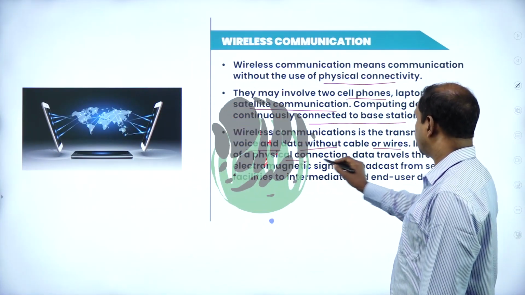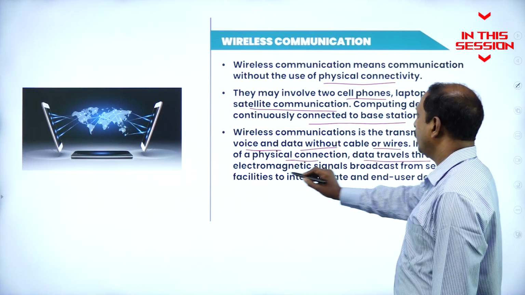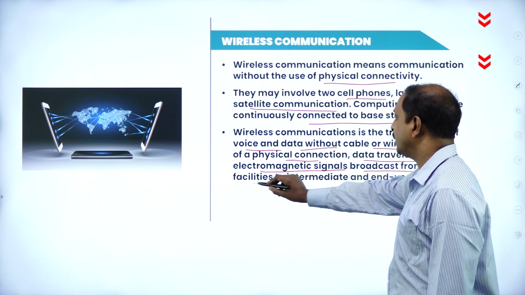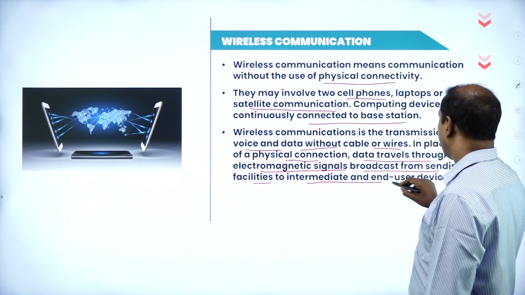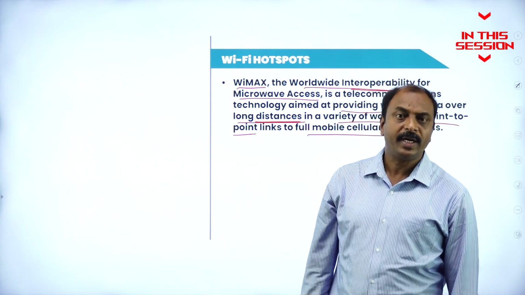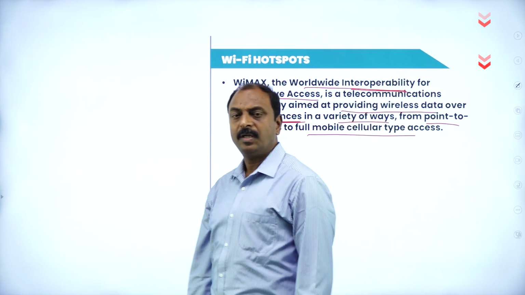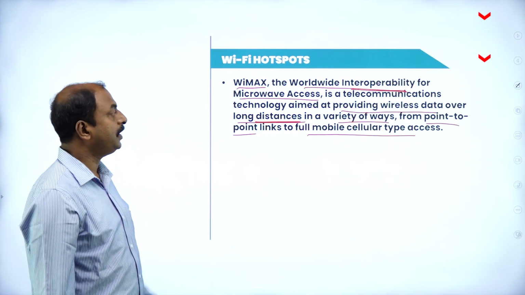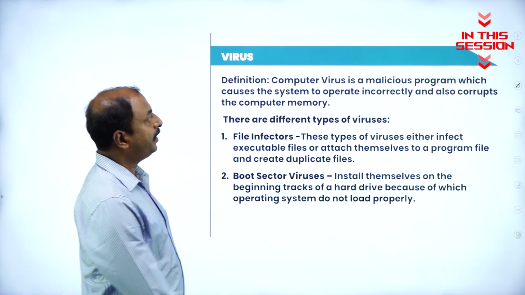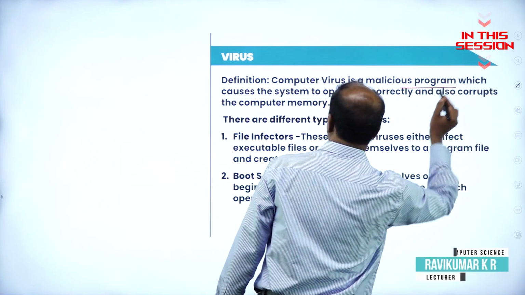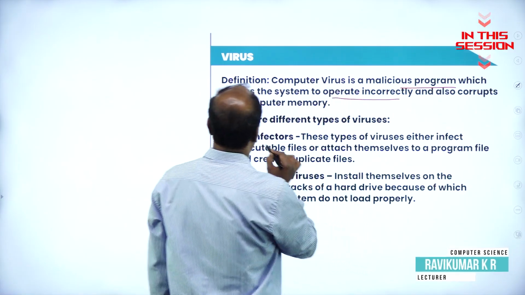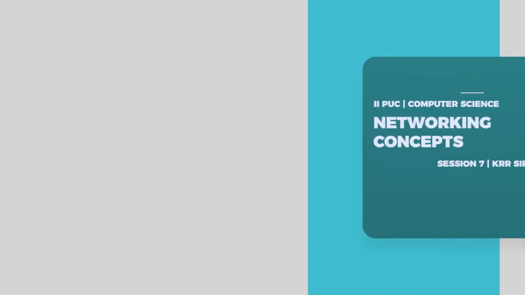In place of physical connection, the data travels through electromagnetic signals or broadcasting from sending facilities to intermediate and end user devices. WiMAX as a facility is going to provide long distance wireless communication between two devices or between two computers. That is WiMAX. The computer virus is a malicious program. It is a computer program which causes the system to operate incorrectly and also corrupts the computer memory.